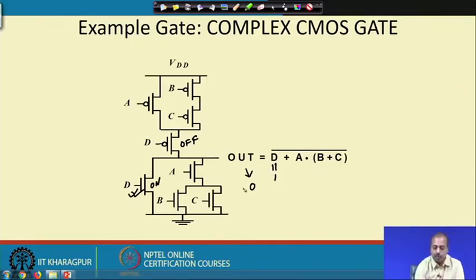For getting output equal to 1, what is required is that this term should be equal to 0 and this whole term should be equal to 0, and for that purpose it is sufficient to put A equal to 0.